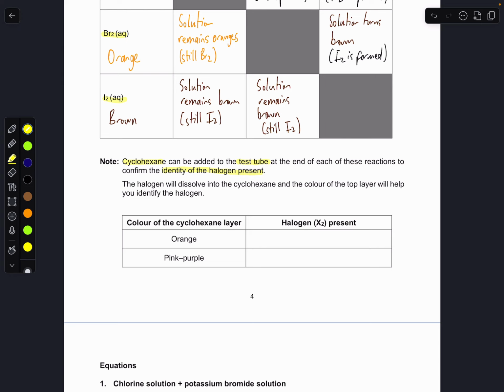which halogen is present, and that's because the halogen dissolves into cyclohexane more readily, and the colour of the top layer, because cyclohexane is less dense than the water, will help you identify which halogen is which. So you can really see if it's bromine, because if the top layer is orange, that means that bromine is present. And if you're unsure whether the brown colour was orange or brown, if you dissolve it in cyclohexane, you get a pink-purple colour, which is from the iodine being dissolved in the cyclohexane.